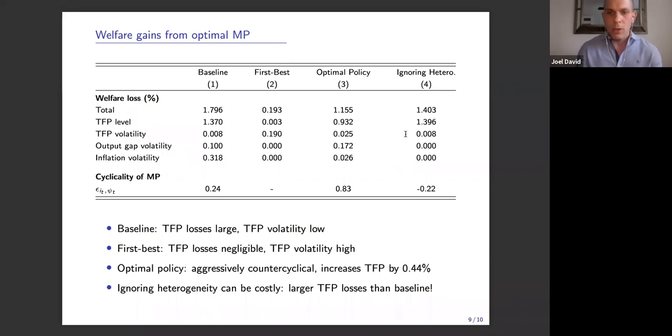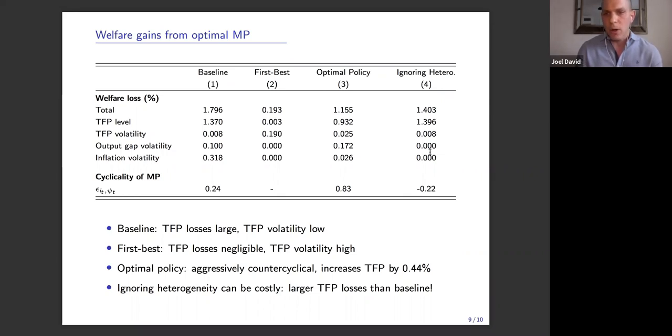And then my last main result, in column four, I show you what happens when the central bank sets policy ignoring heterogeneity. So the central bank here is thinking it's living in a representative firm world when it's really living in my heterogeneous firm world. We know exactly what the optimal policy looks like in that case. The central bank completely stabilizes inflation and the output gap.